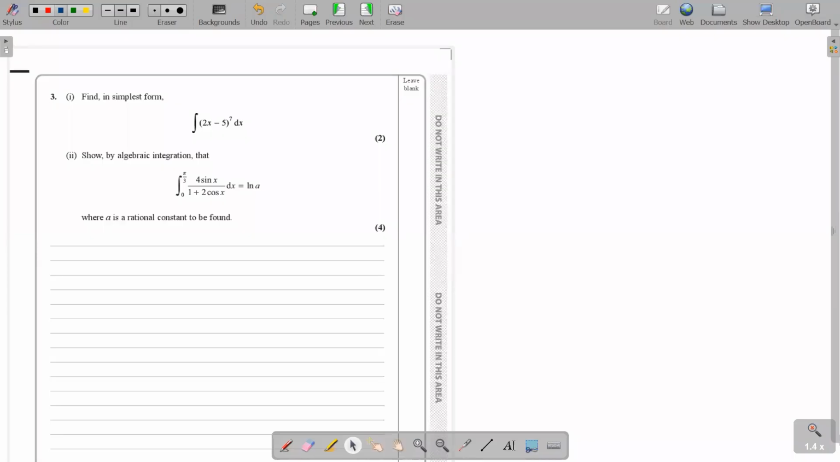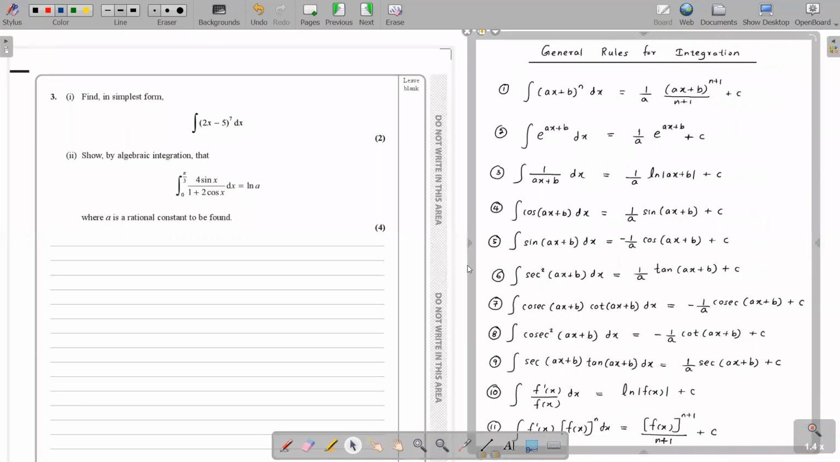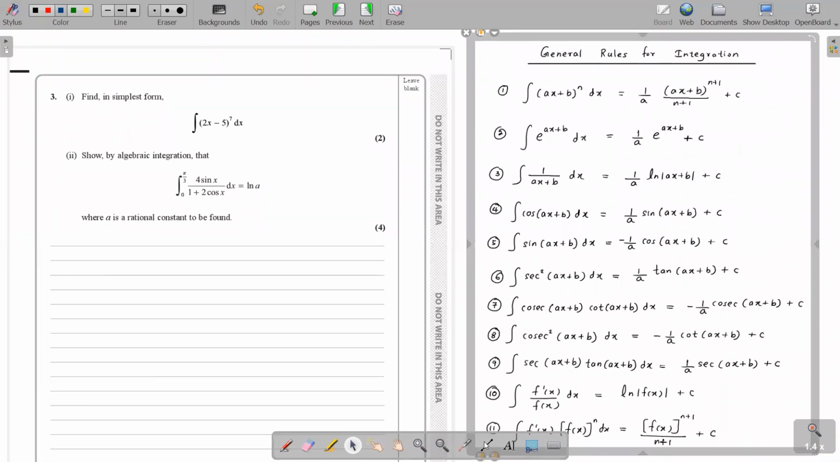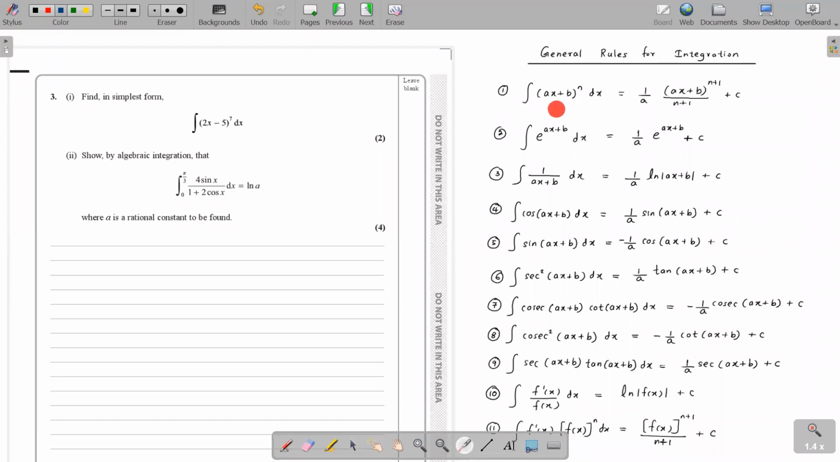Question number 3, part 1. Find in simplest form the integration of (2x minus 5) to the power 7. Okay, so how do we integrate? I have my general rules of integration here. These are the rules that they give us, written in the general form. So which rule do we use here to integrate (2x minus 5) to the power 7? Obviously, rule number 1. It's quite simple.